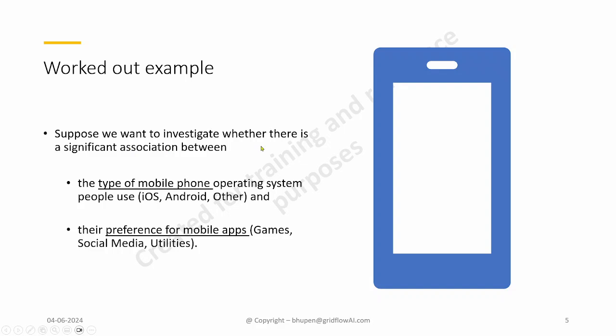Suppose we want to investigate whether there is a significant association between the type of mobile device, let's say iOS, Android, or any other, and the choice of applications that we install. Let's say some iOS users may not be interested in social media, or Android users don't use any games or the like. So you want to find out the association between the two categorical variables. One is the type of mobile device, the other one is the type of applications.